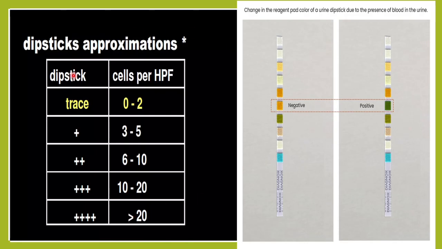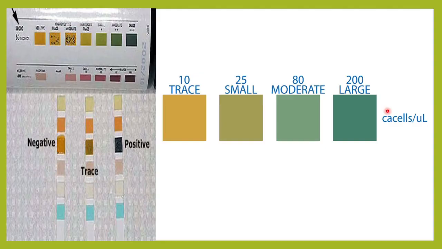So here when we correlate it, if the dipstick is giving you traces, that means usually under the high power field we usually see around 0 to 2 cells per high power field. Suppose if it is 4 plus on the dipstick, it usually means that there are around 18 to 20 RBCs on the high power field. So this is the negative dipstick and this is the positive dipstick which is given a greenish color. When I say it is traces, it is around 10 cells per microliter. When I say it is large, it is around 200 cells per microliter. So it is from traces, small, moderate and large. So this is in cells per microliter.